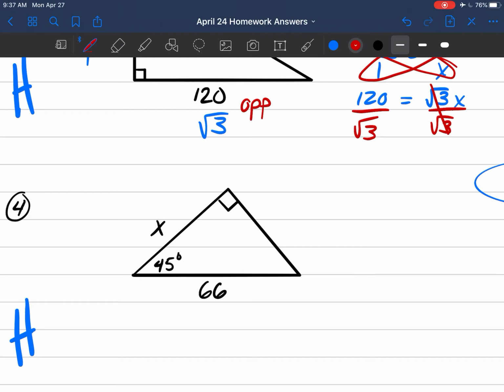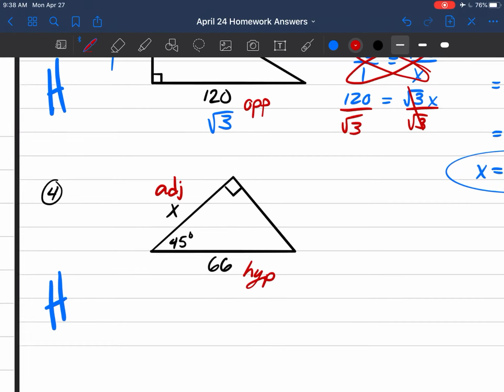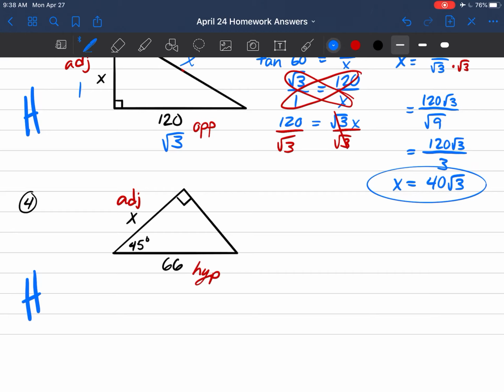This one, across from the 90 is the hypotenuse, and the x is going to be next to the 45, so that one is adjacent. So which one uses adjacent and hypotenuse? That one's cosine. So cosine 45 is equal to, and then you set up your fraction, x over 66.